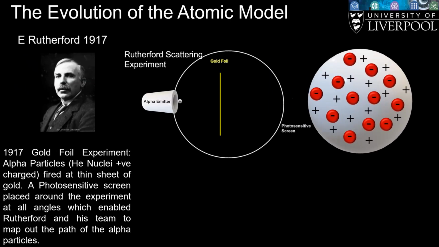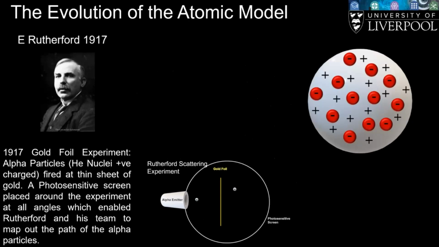The experiment, conducted between 1908 and 1913, involved firing alpha particles, which are helium nuclei produced in radioactive alpha decay and have a positive charge, at a thin sheet of gold foil. A fluorescent screen was placed all around the experiment, which would give out a flash of light when it encountered an alpha particle. Rutherford's graduate students, Hans Geiger and Ernest Marsden, conducted this experiment and were able to calculate the angles that the alpha particles had been deflected as they passed through the gold atoms in the foil.